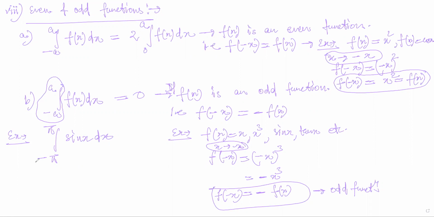But from minus pi to pi, whenever the limits are from minus a to a, I would always check whether the function given is even or odd. So in this case, sin x is an odd function. So the answer would be 0, as sin x is an odd function.